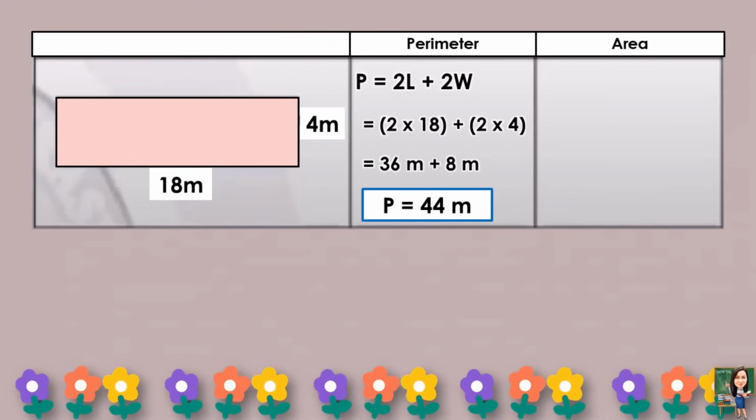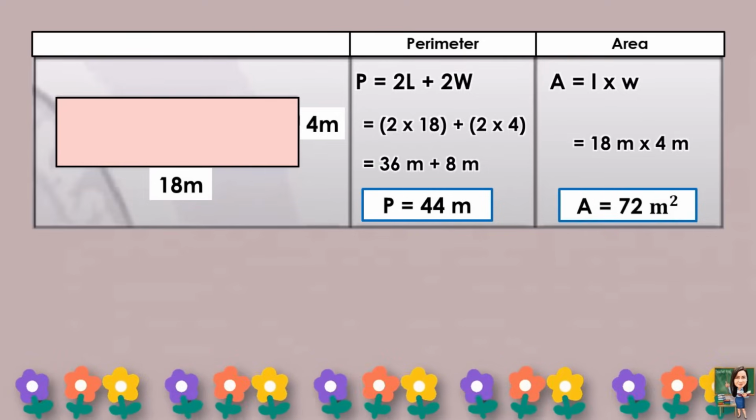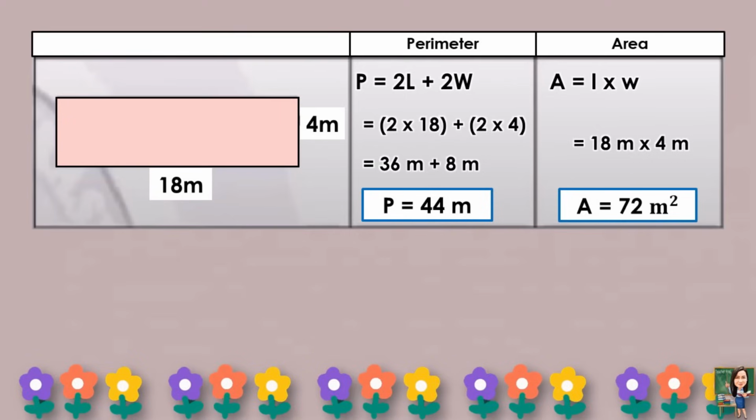Now, let's get the area. Area equals length times width. Substitute, 18 meters times 4 meters equals 72 square meters. The area of this rectangle is 72 square meters.